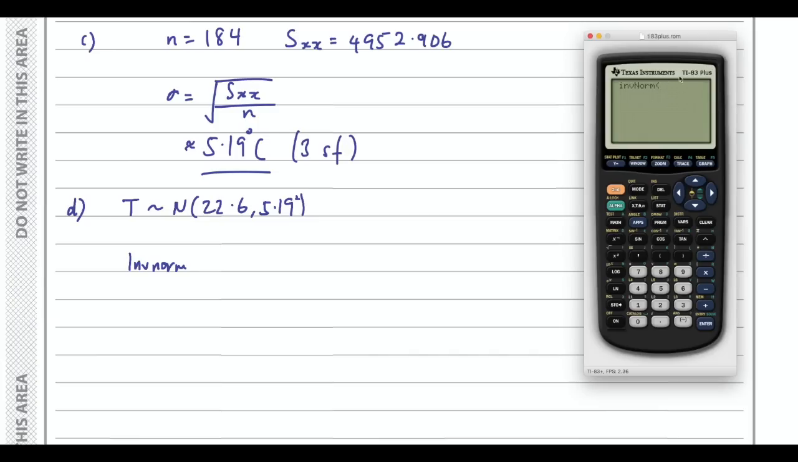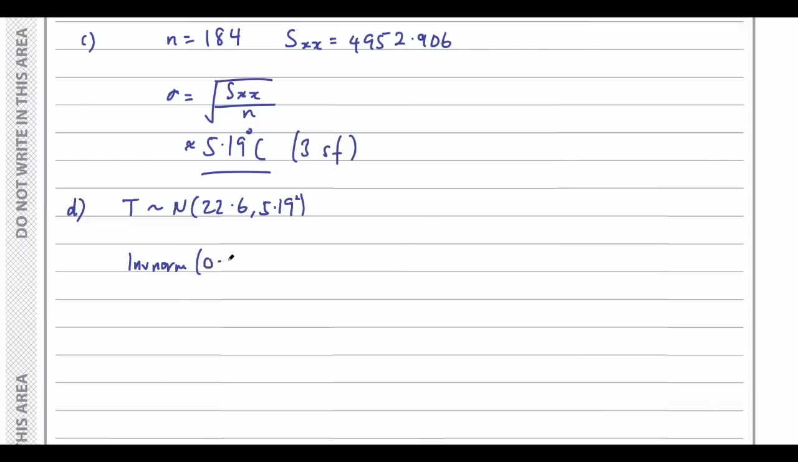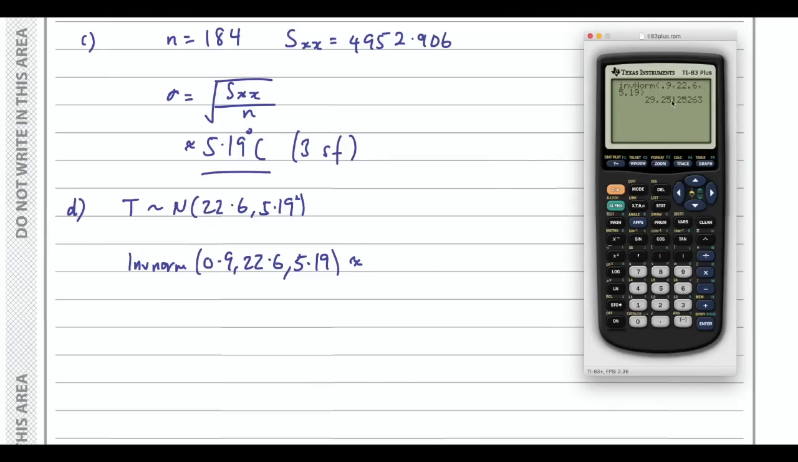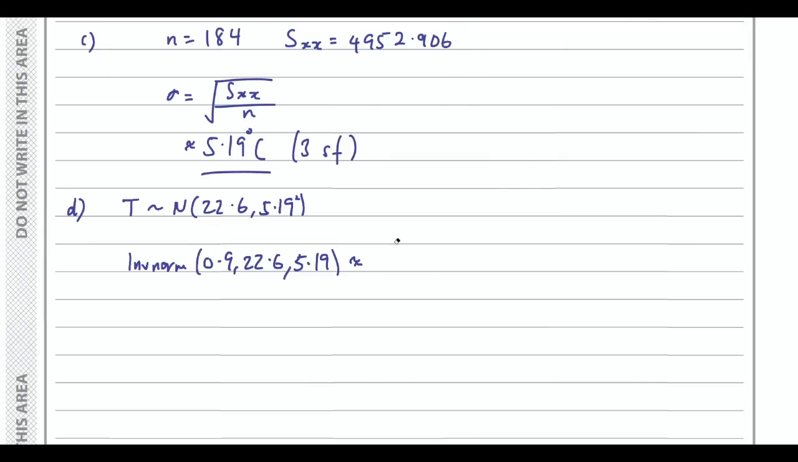We can use the invnorm function in our calculator, and we need to put in the percentile. So I'm looking for the 90th percentile here, and then put in the mean and the standard deviation, and I get 29.25. So that's saying the temperature at the 90th percentile is approximately 29 degrees. So I'm just going to write out what I put in and then my result. Actually, I don't even need to write that down. What I can do is say this whole thing will equal this value, take the temperature at the 10th percentile.